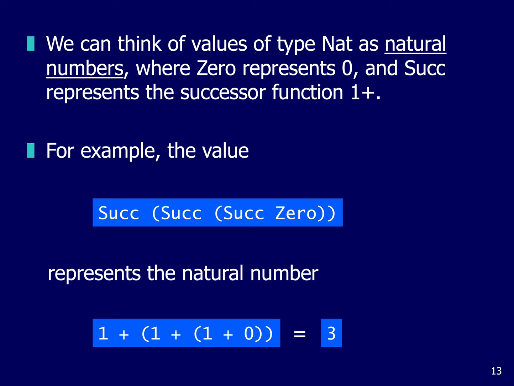So zero, z-e-r-o, is going to represent zero, and the successor constructor is kind of, we think of that as being our own internal representation of the successor function plus one. So in the second bullet point here, if we had a value like successor of successor of successor of zero, then we could think about that as being our own internal representation of the natural number 1 + 1 + 1 + 0, which is 3.